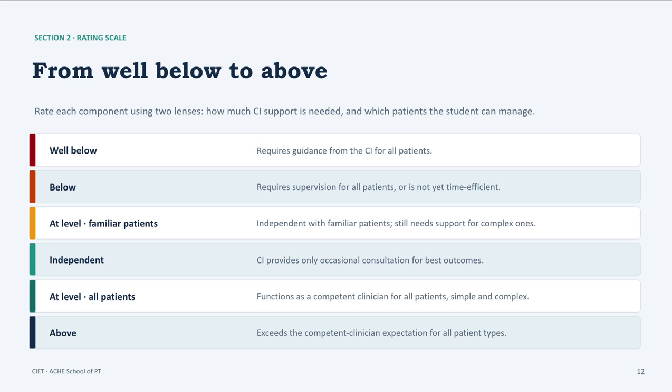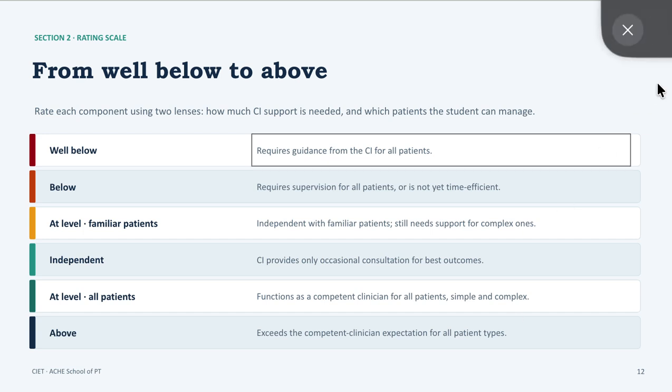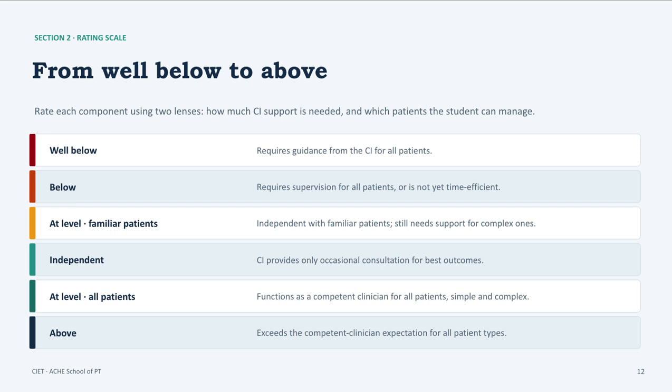At the level for familiar patients means the student independently manages familiar patients, but supervision is still required, or significant inefficiencies are present. For complex patients, independent means the CI provides only occasional consultation for best outcomes. At the level for all patients means the student is functioning at the level of a competent clinician for all patients, both simple and complex. Above means the student is functioning beyond the expectations of a competent clinician for all patient types.